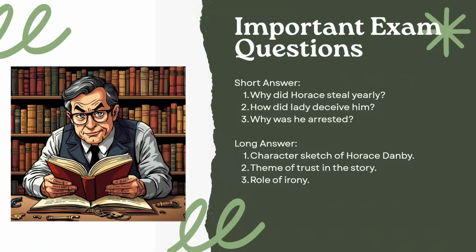There are certain typical board questions that you have to work on. Some of the short questions are: why did Horace steal yearly? How did the lady deceive him? Why was he arrested? Now, moving on to the long answers: character sketch of Horace Danby, theme of trust in the story, role of irony. Practice structured answers because it will help you in bagging good marks.